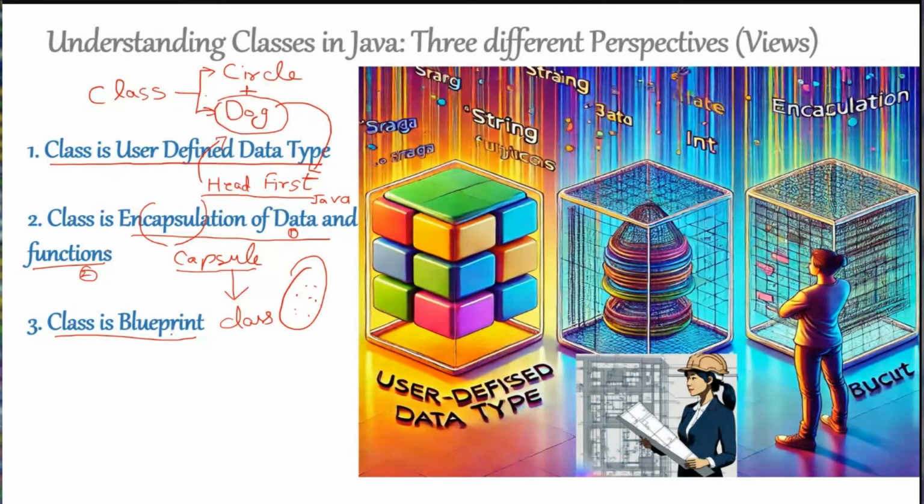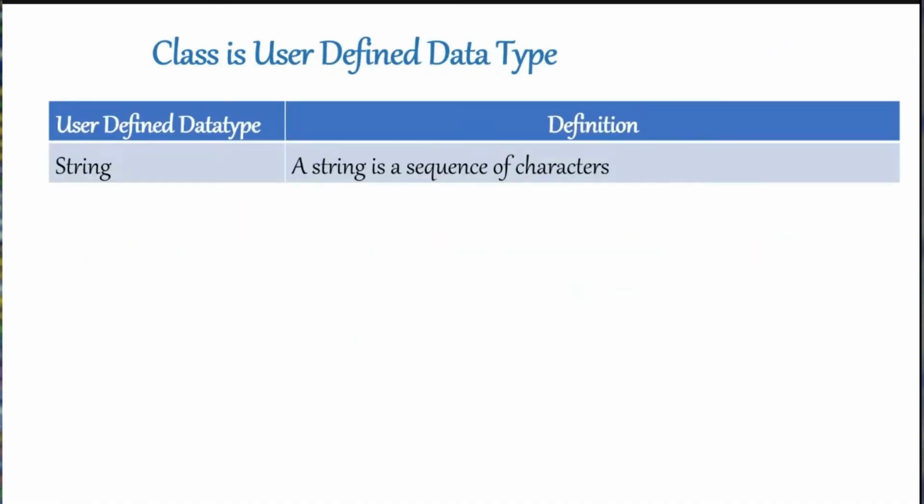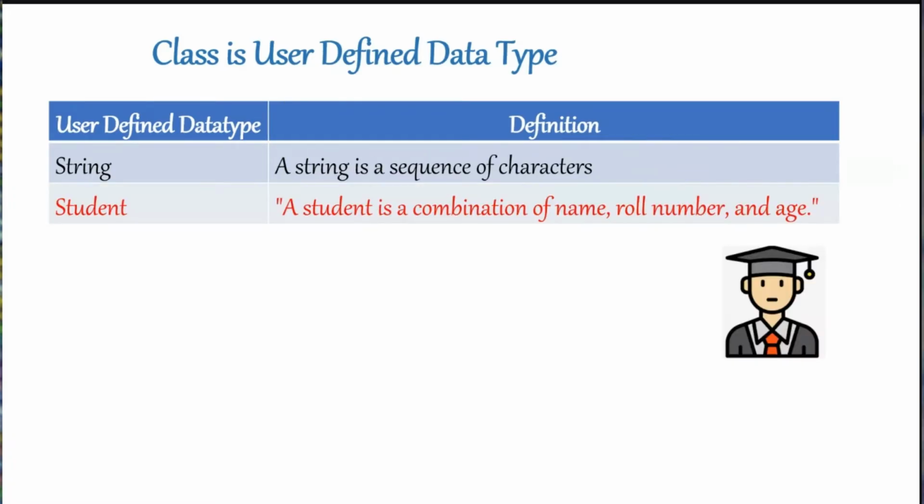So a class acts as a blueprint also. Once the blueprint is created, now you can create different objects also. As many objects as you want, you can create from that. So I think this is the revision of what we have done in the last class.